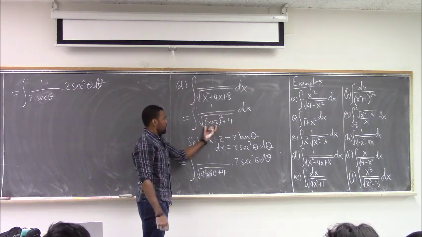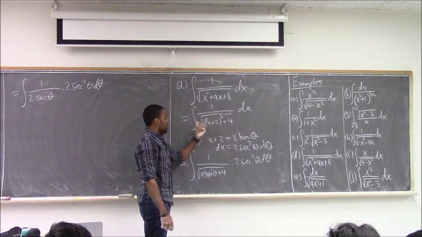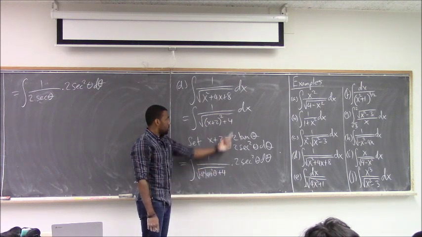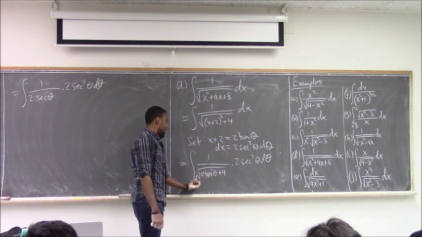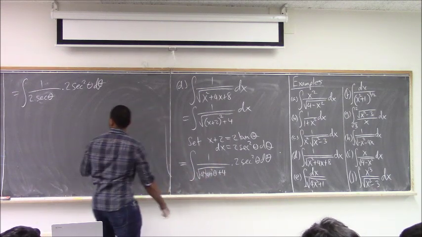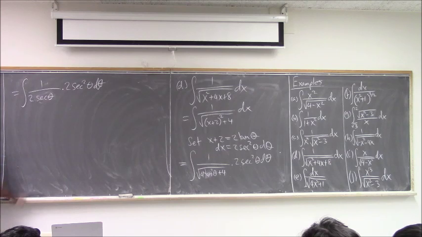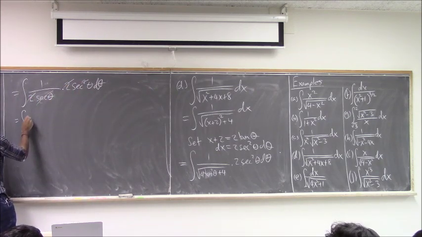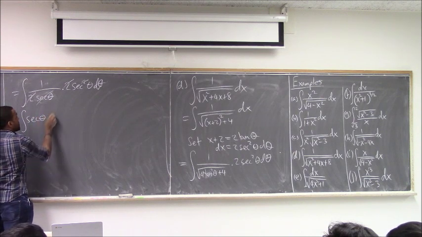My x plus 2 is 2 tangent theta. So x plus 2 squared is 4 tangent theta squared plus the 4 from here. Can factor out the 4, I get tangent squared plus 1, which is secant squared. Then I take the radical, and that's 2 secant theta. 2's cancel, secants cancel. We end up with the integral of secant theta.